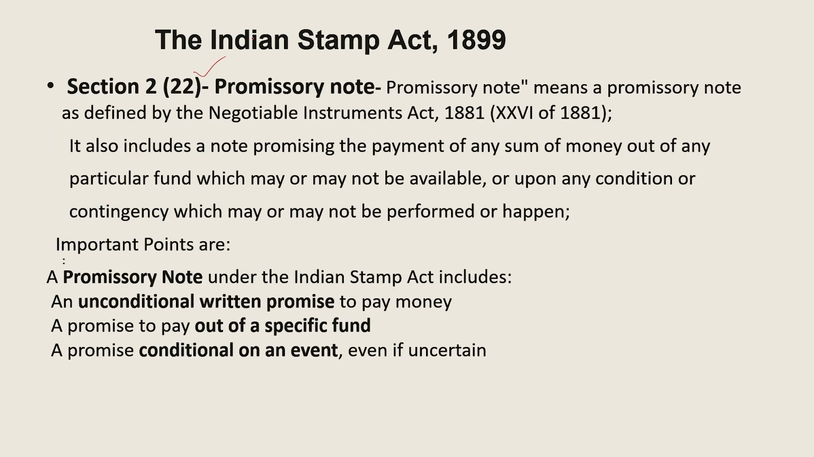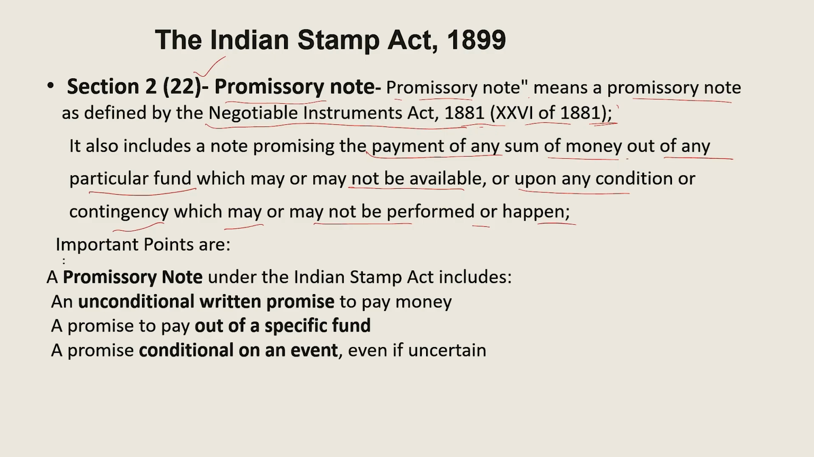Promissory note. A promissory note is a note which is defined in the Negotiable Instruments Act 1881. I'm sure all of you already have a very good understanding of the Negotiable Instruments Act 1881, and you understand the meaning of promissory note. So here we'll discuss that this includes the payment of any sum of money out of any particular fund, or which may or may not be available, upon any condition or contingency, or which may or may not be performed or happen.